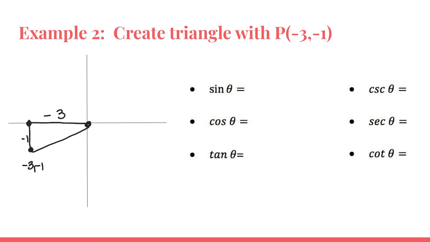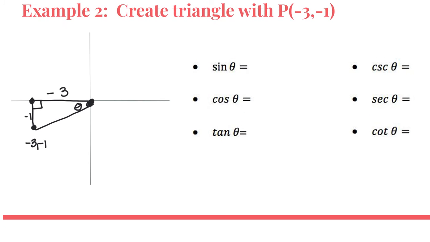Create our triangle by drawing in that diagonal. Your right angle is always going to be perpendicular to your x-axis, and your angle theta is always going to initiate at 0, 0. This is not a special right triangle, so you will need to use Pythagorean Theorem to find the missing side. So we'll call that c.